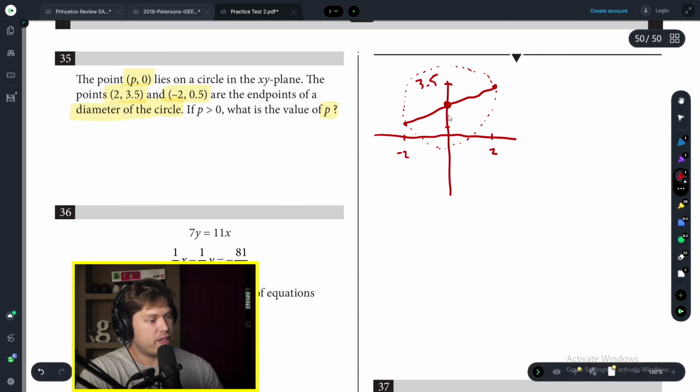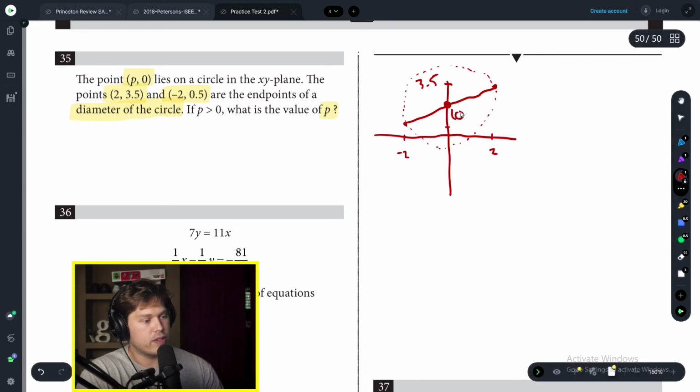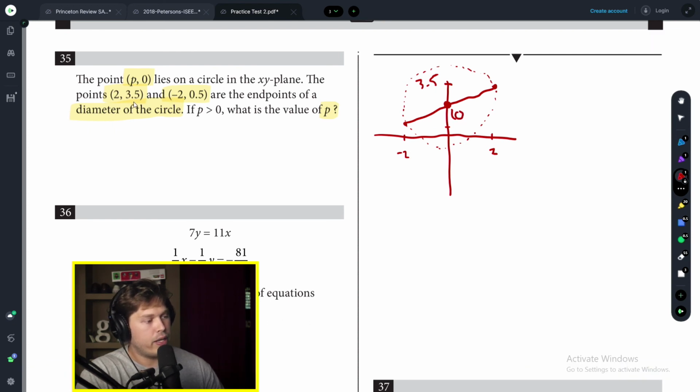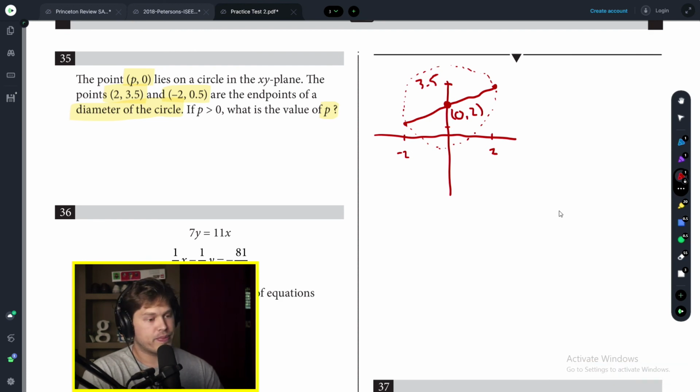Here, what's the center of our circle? Well, the center of our circle is going to be the midpoint of these 2 points. Halfway between 2 and -2 is, of course, 0. And halfway between 3.5 and 1/2 is 2. So the center of our circle is at (0, 2).